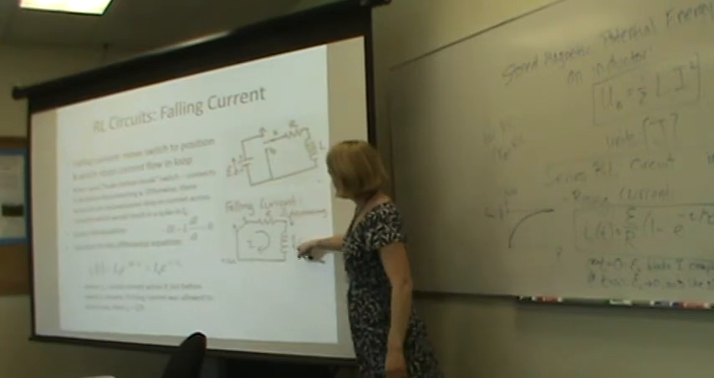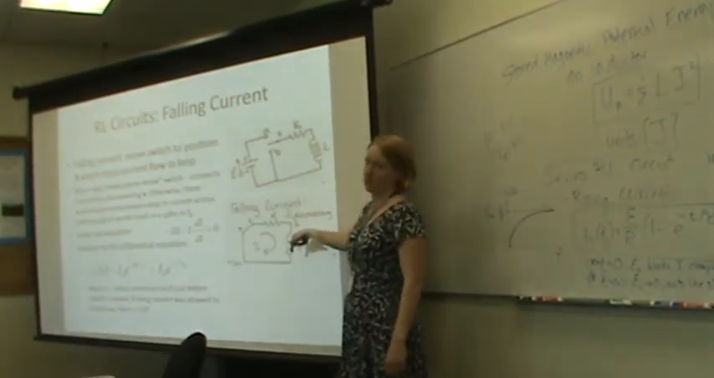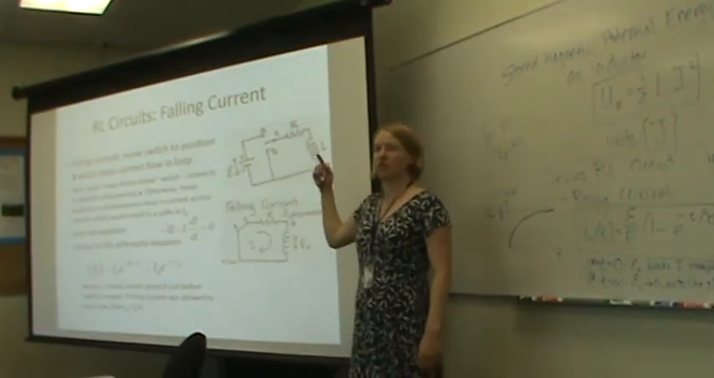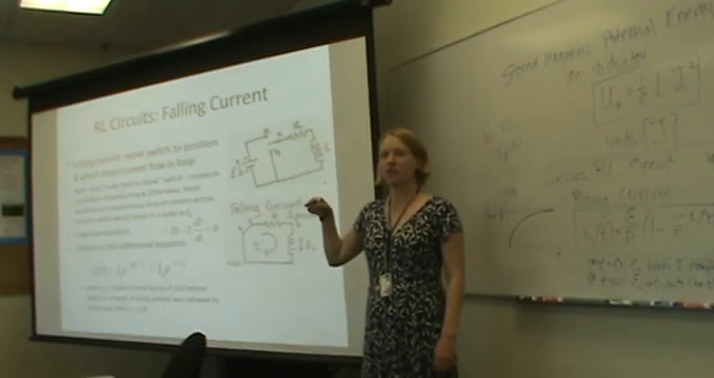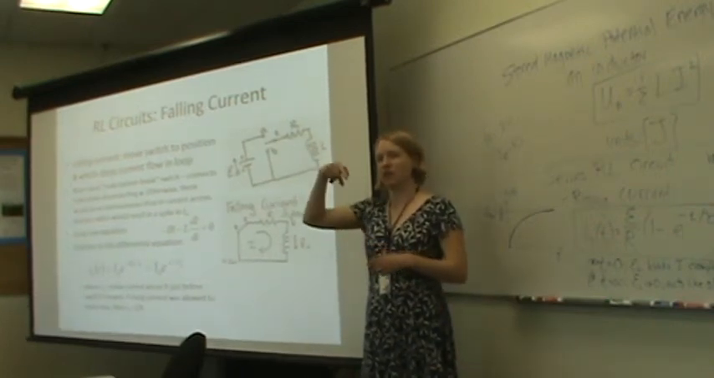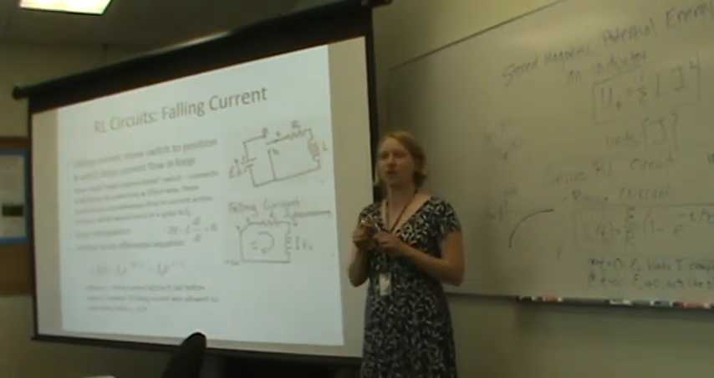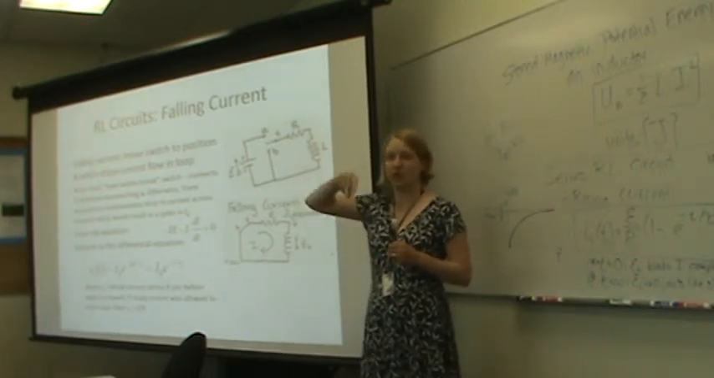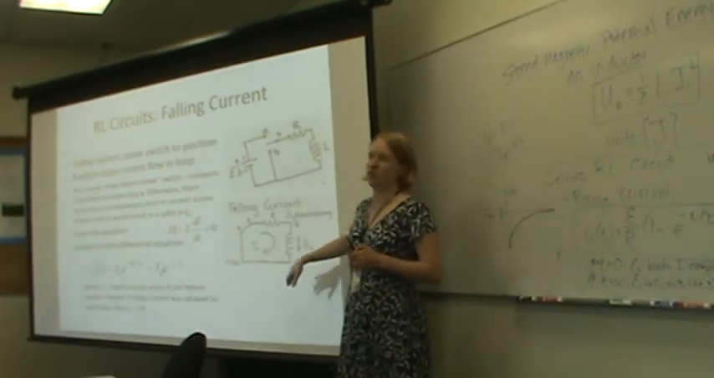And then since I is decreasing, your induced EMF is down. So the current doesn't switch directions. Like with the RC circuit, when you moved the switch in the RC circuit, the current switched directions. It doesn't switch directions for the RL circuit.